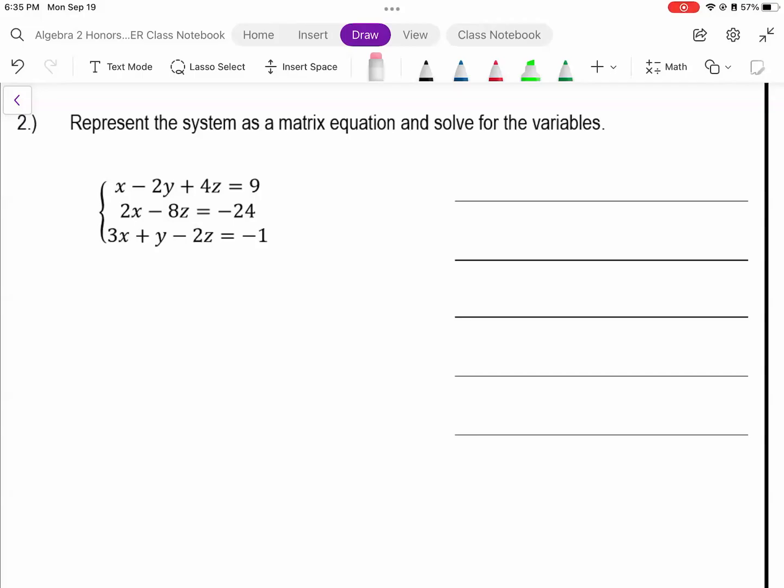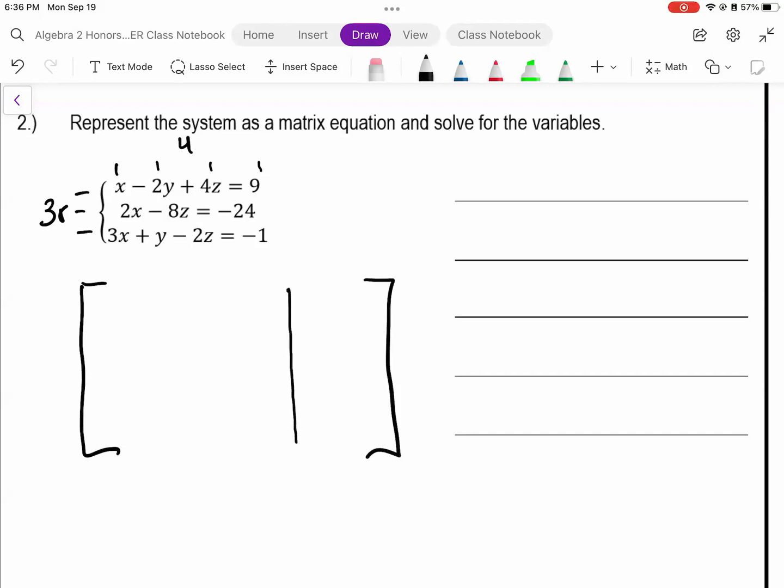All right, so here's what I'm going to do. I'm going to rewrite the whole system as a matrix. And notice that we have 1, 2, and 3 rows. And we have 1, 2, 3, 4 columns. So I'm going to make a 3 by 4. And I'm just going to draw a line there that represents our equal sign.